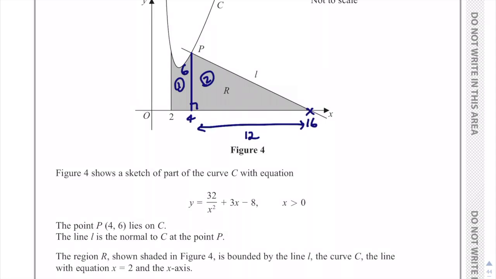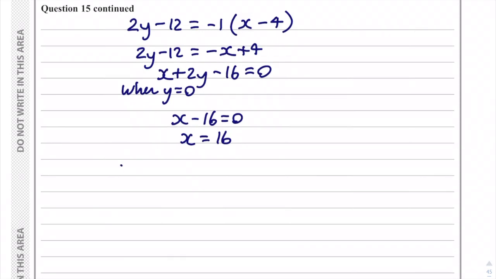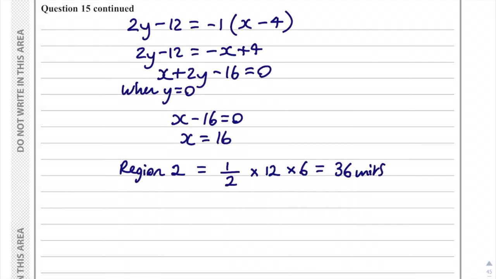So now we've just got a right-angled triangle with a base of 12 and a height of 6. So if I say region 2 is a half multiplied by a base of 12 multiplied by a height of 6, I'm going to get half of 12, which is 6. 6 times 6 is 36 units squared.